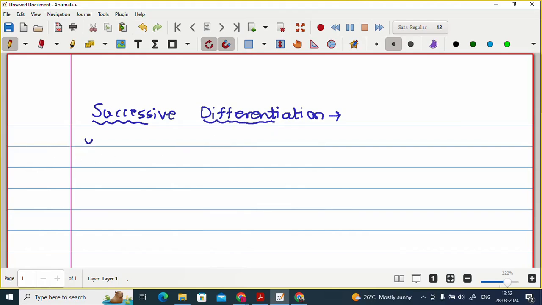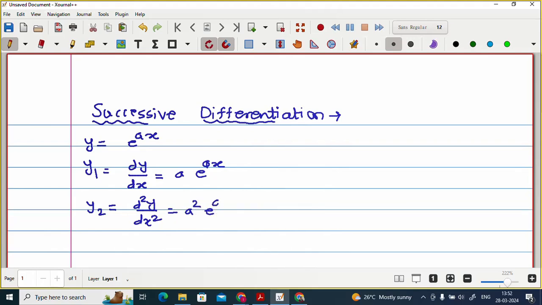Suppose, for example, y is equal to e raised to ax. Then, notation wise, y1, that is the first derivative dy by dx, will be a e raised to ax. If I ask you what the second derivative is, meaning we take the derivative once more, it is y2, that is d square y by dx square of the same thing. The derivative of y, taken the second time, will be a square e raised to ax, and so on.